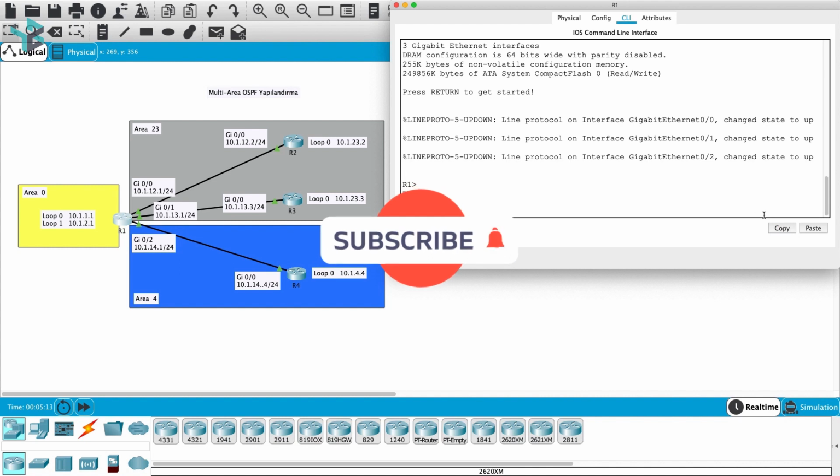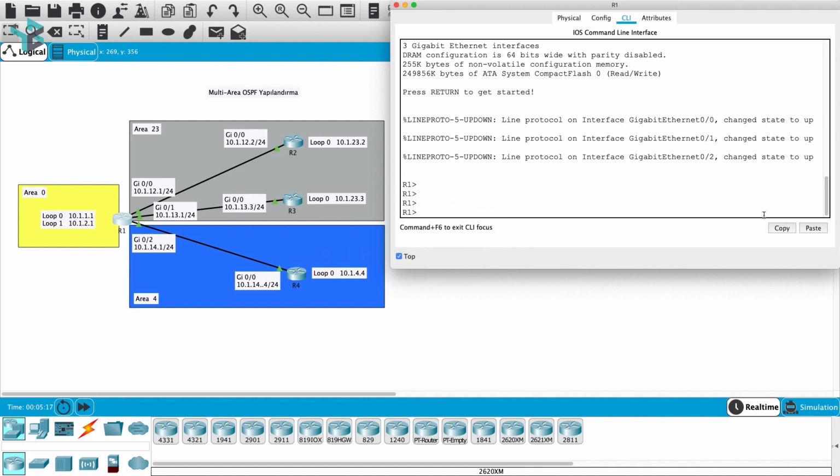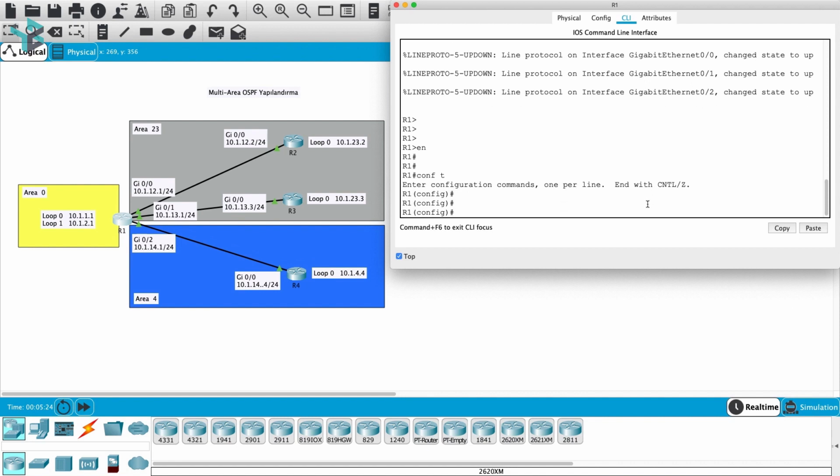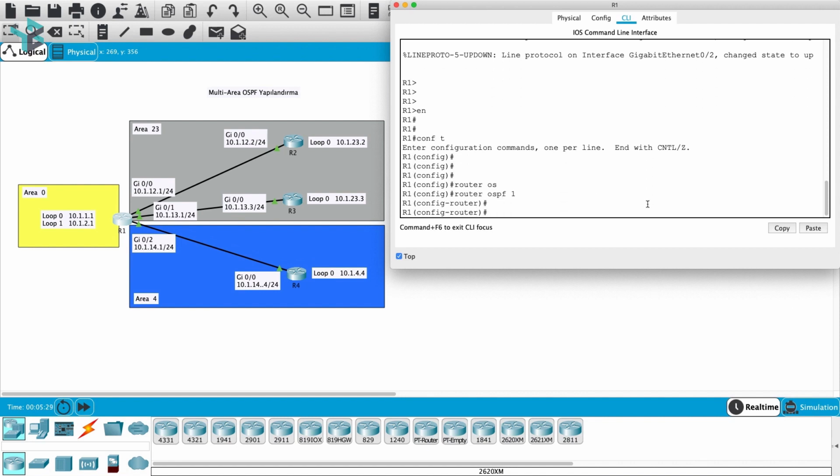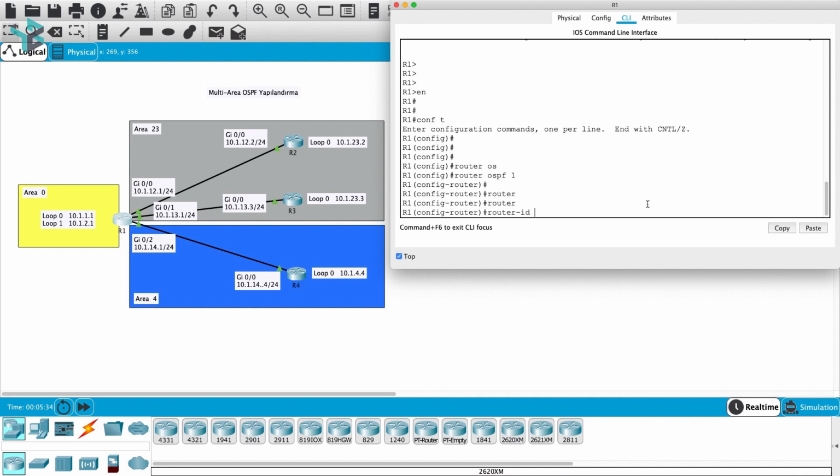When configuring OSPF, it would be more practical to do it under the interface. Let's not bother with going under the router OSPF command and writing the network command. Let our router OSPF process number be 1. I make the router ID of this router big so that it is a designated router.